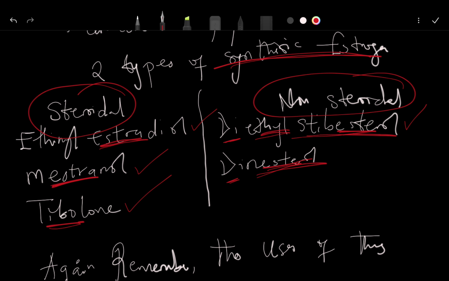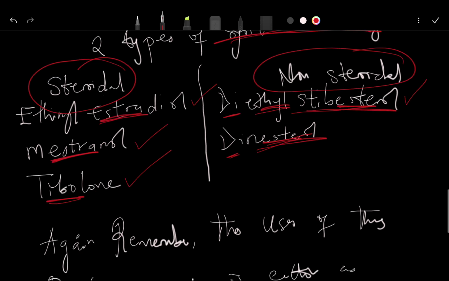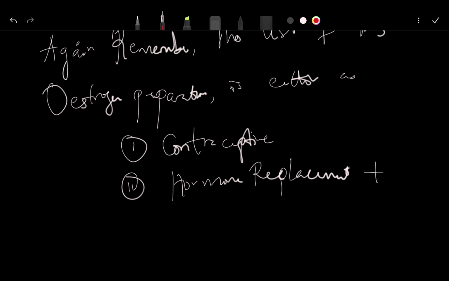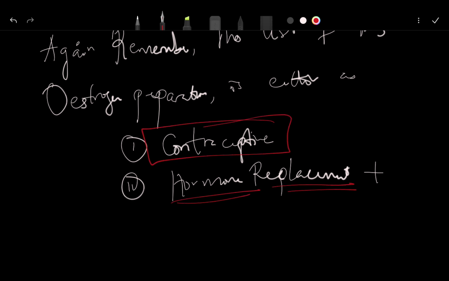But always remember that the main use of this estrogen, whether natural or synthetic, is for contraceptives and hormone replacement therapy. Although there are still some other uses, hormone replacement therapy will cover for them majorly. So let's proceed. Again, remember, it is as contraceptives and in hormone replacement therapy.